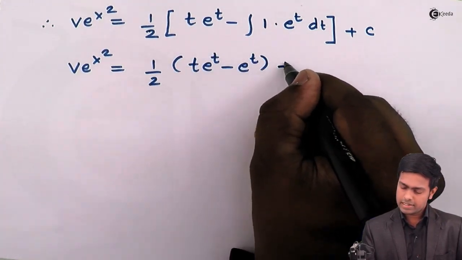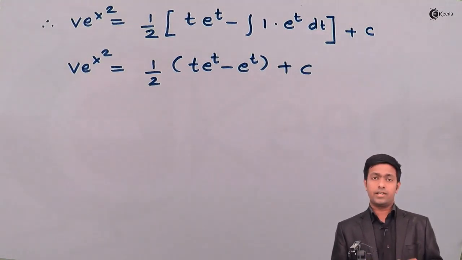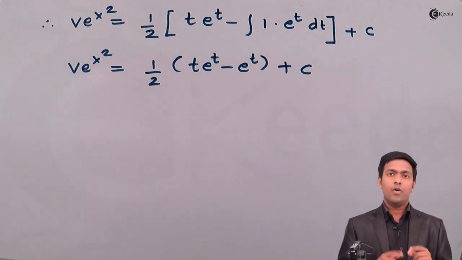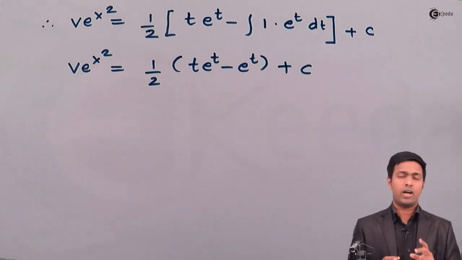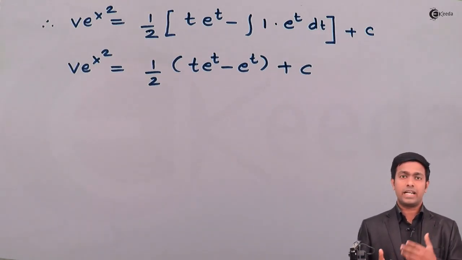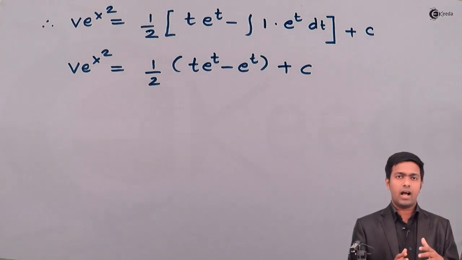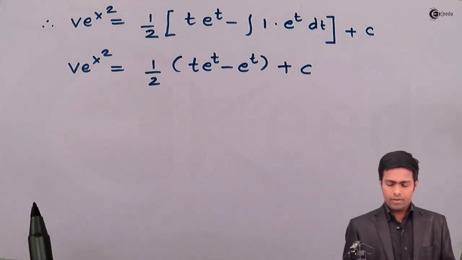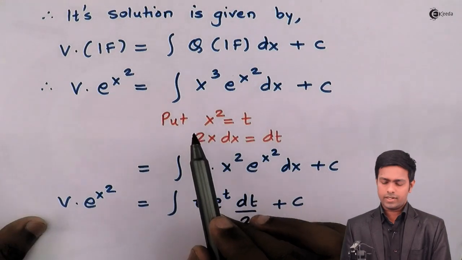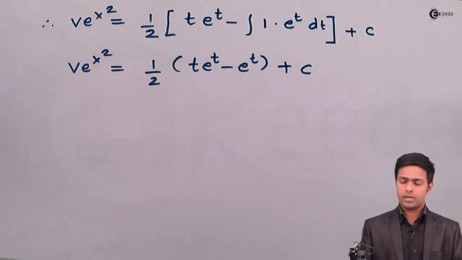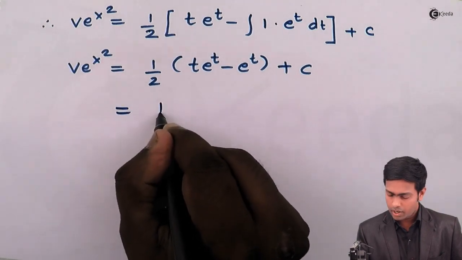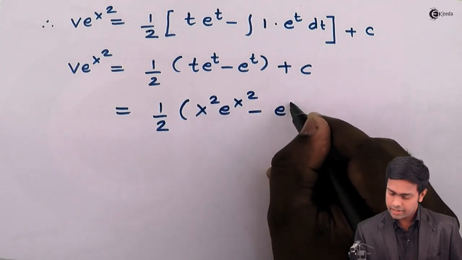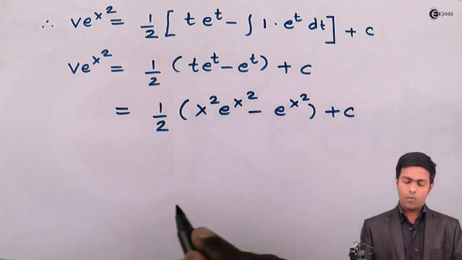So guys, here we got this solution, but if you observe carefully, we got the solution in terms of v, x and t, whereas our question was in terms of x and y. It means we have to do resubstitution for t and v and convert the given solution in terms of x and y. So what is the substitution for t? We substituted x square as t, so we'll resubstitute t as x square. So this will give us 1 upon 2 x square e raised to x square minus e raised to x square plus c.